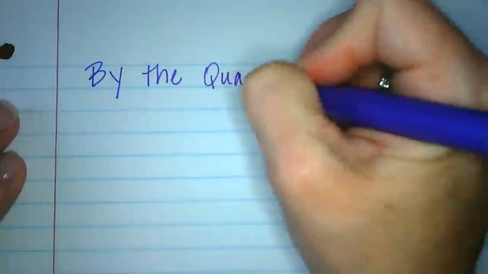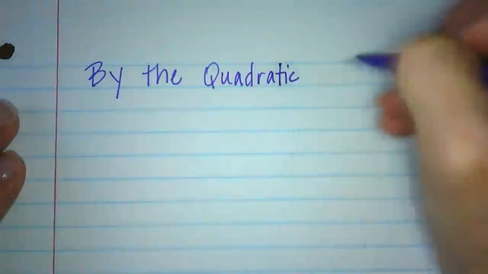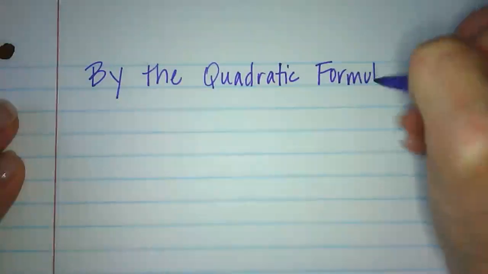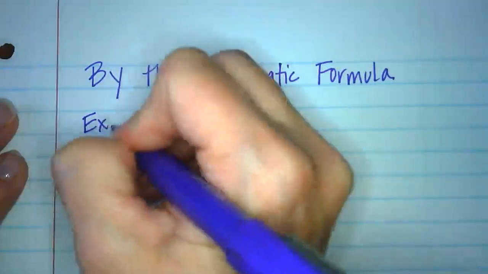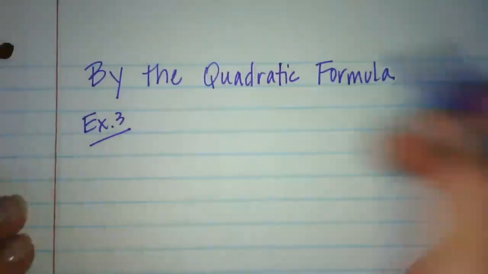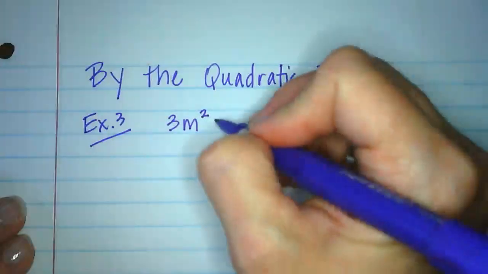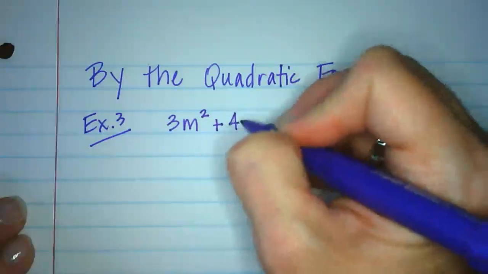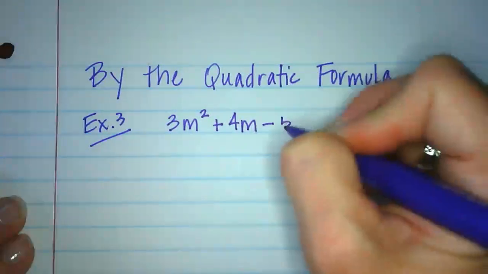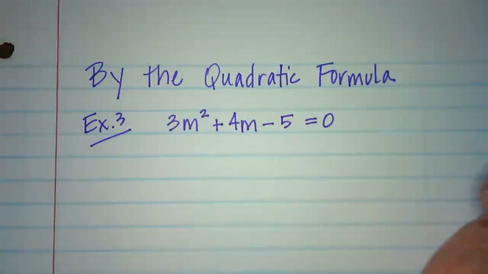All right, so quadratic formula is its own monster equation. We learned the song for the quadratic formula. All right, so here we go. Example 3. Let's do 3m squared plus 4m minus 5. So we'll just do 3, 4, 5.